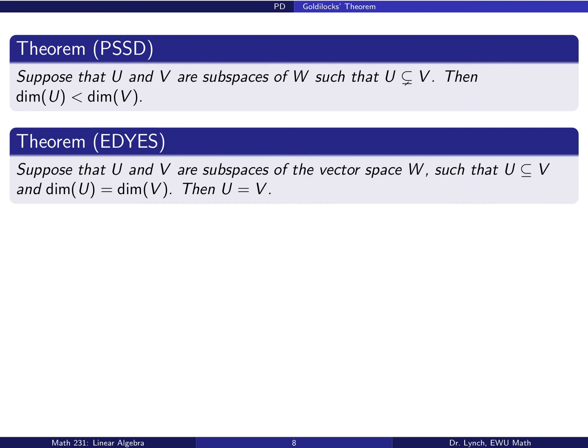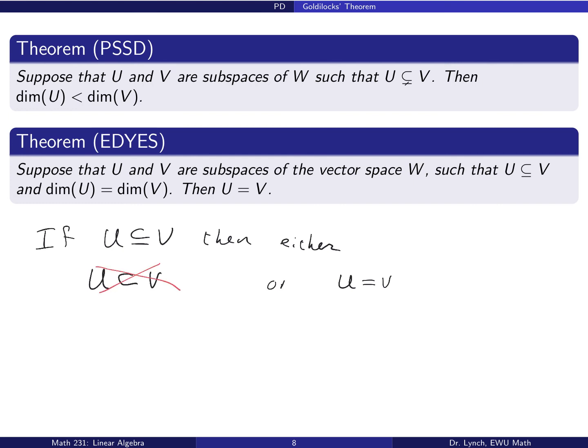On the other hand, if U is a subset of V and the dimension of U is equal to the dimension of V, it must be that U is equal to V. And the proof of this is pretty straightforward. If U is a subset of V, then either U is a proper subset of V or U is equal to V. Of course, if U is a proper subset of V, then the dimension of U must be smaller than the dimension of V. So this case is out. It must be, therefore, that U is equal to V.